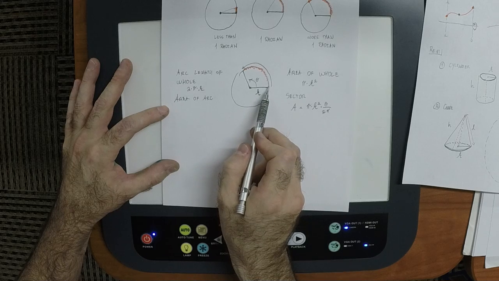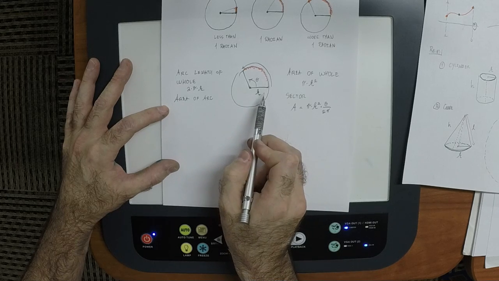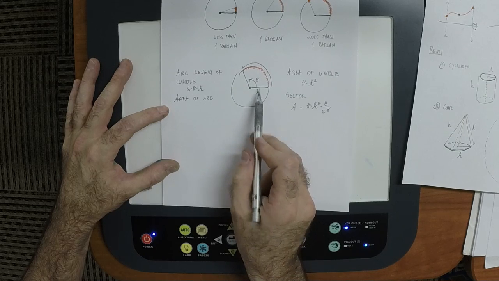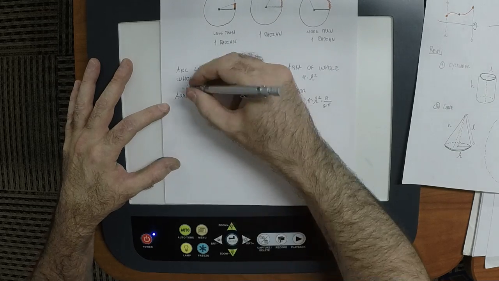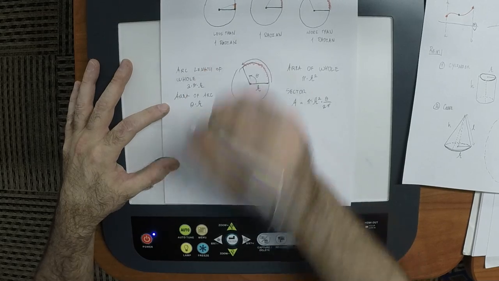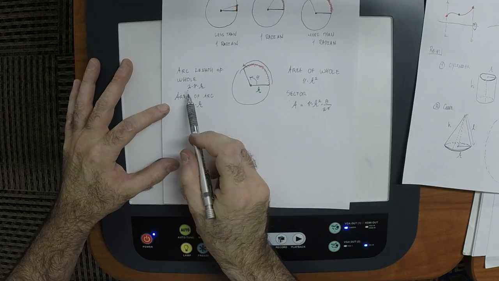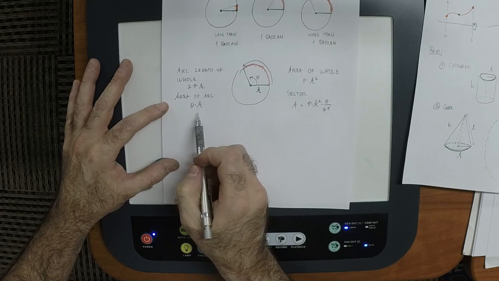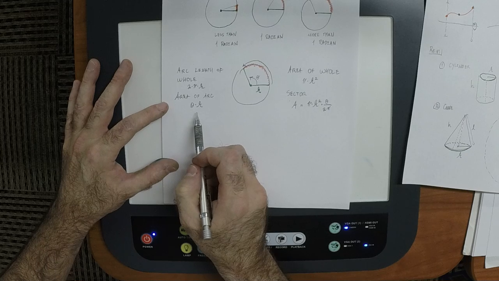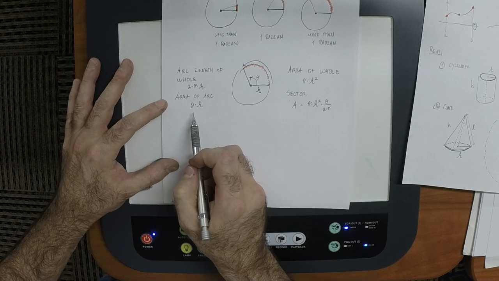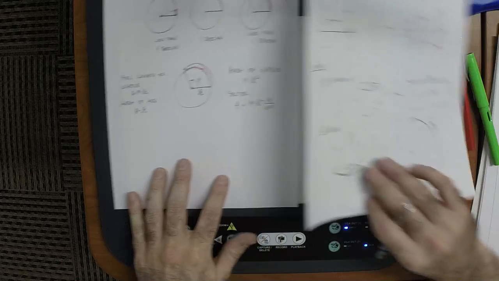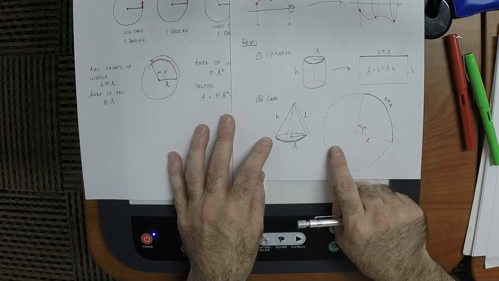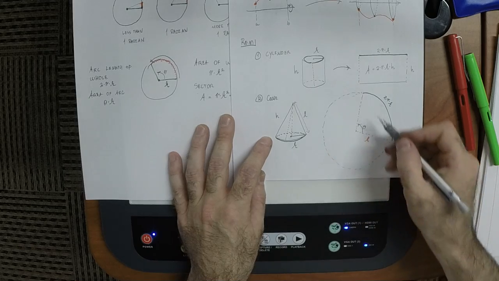So if we go all the way around, the angle's 2 pi. If we just go theta, it'd just be theta r. Of course, this formula only works when you're measuring in radians. It doesn't work when you're measuring in degrees. Okay, so we need the area of this. We need that area.